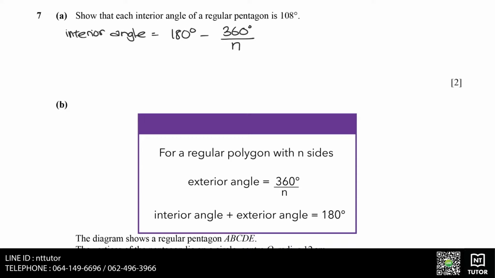We are looking at a regular pentagon, so the number of sides is equal to 5, and therefore interior angle equals 180 minus 360 divided by 5.